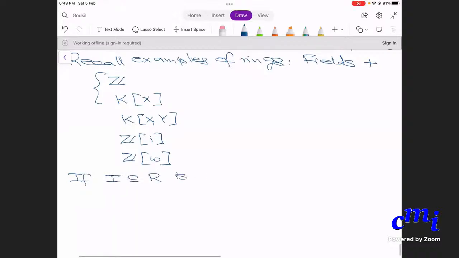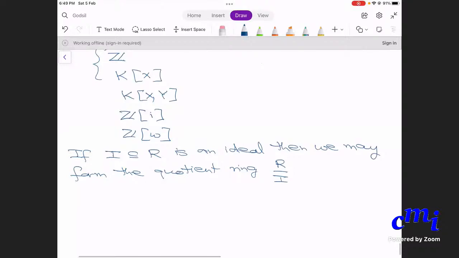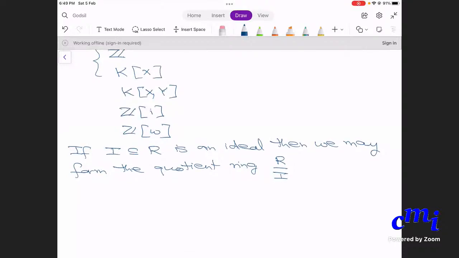then we may form the quotient ring R/I. And this construction is important because it's going to give you lots of examples of rings. You can take any ideal in any of these rings and take the quotient and you'll get a new ring. And that gives you lots of examples of rings. So we may form the quotient ring R/I.